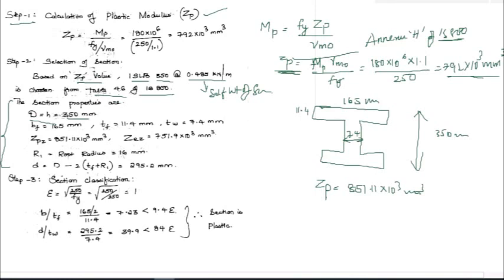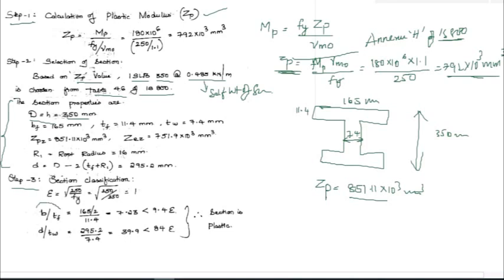So I have taken a section whose ZP is greater than 792 into 10 to the power of 3. That is 851. So these are the properties. So now the thing is, I need to verify whether it is a plastic section or a compact section or a semi-compact section. So why should I classify the section? Based on the classification of this section, I can calculate the design bending strength or design shear strength of the section. So until I classify the section, in step 3, I cannot calculate the design bending strength MD in the next following steps.